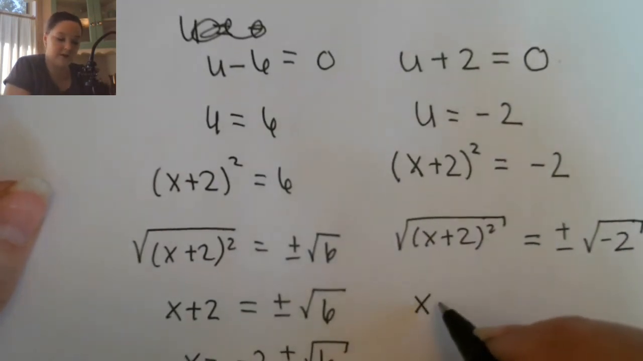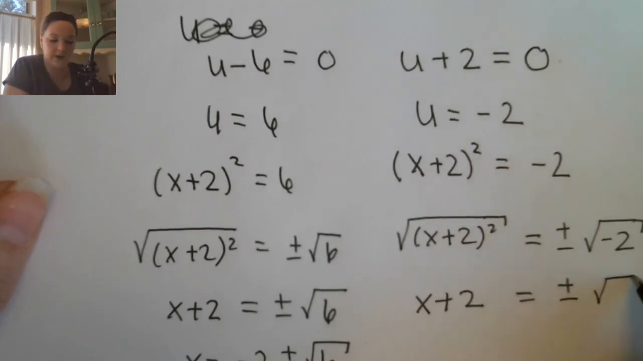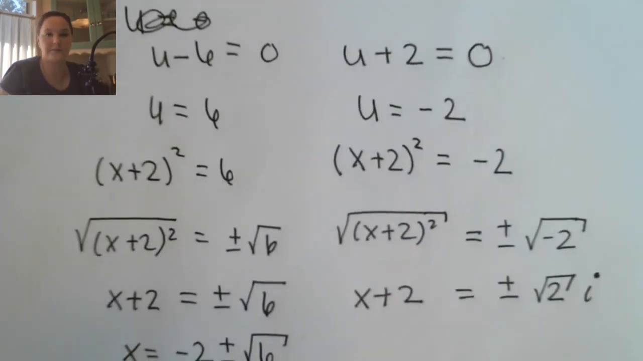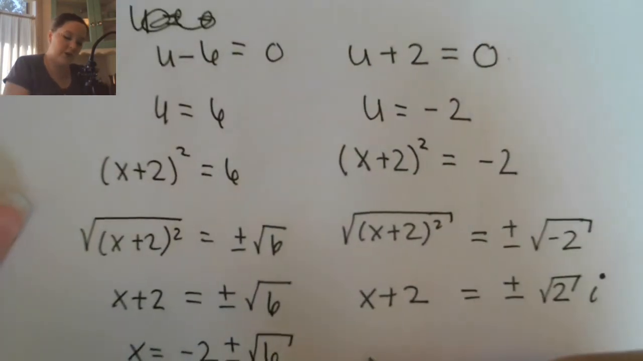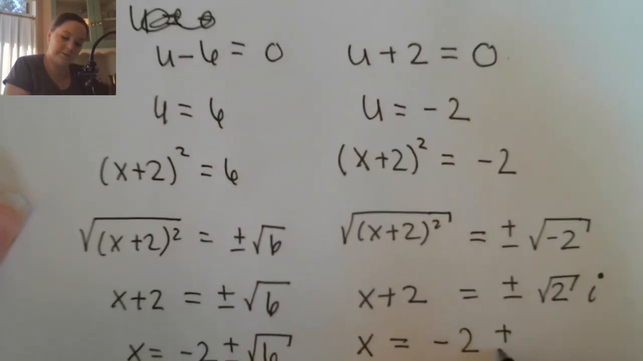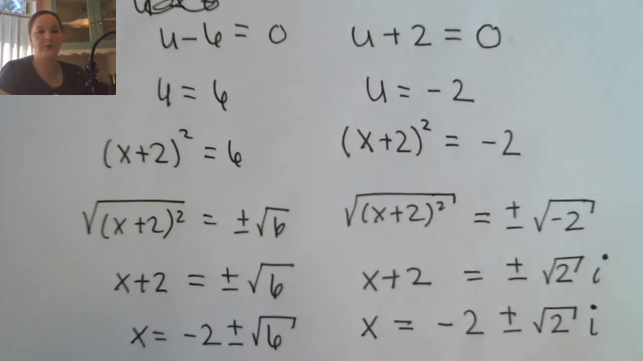Over here, this simplifies to x plus 2. And over here, I'm going to get root 2i. And then I'm going to subtract 2 from both sides. So we'll really get 4 solutions, 2 complex solutions and 2 real solutions.